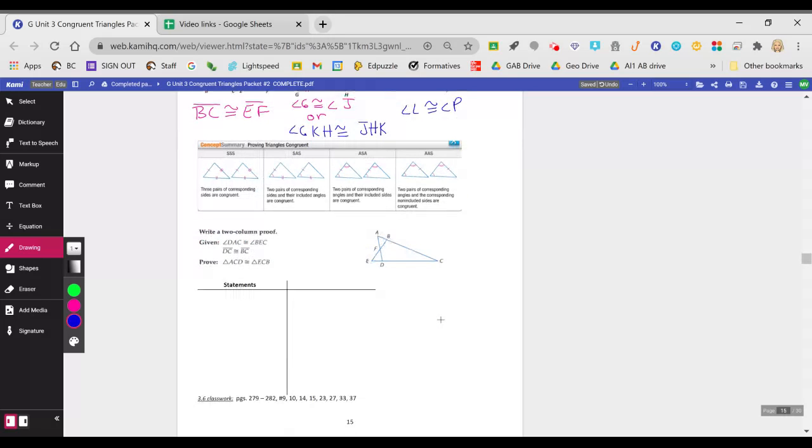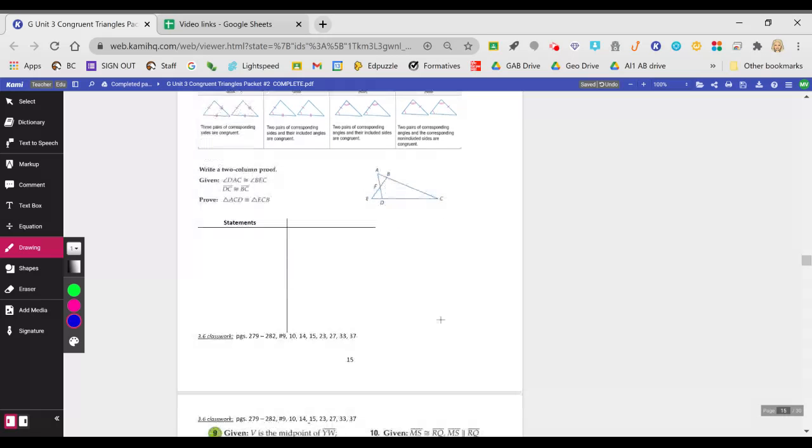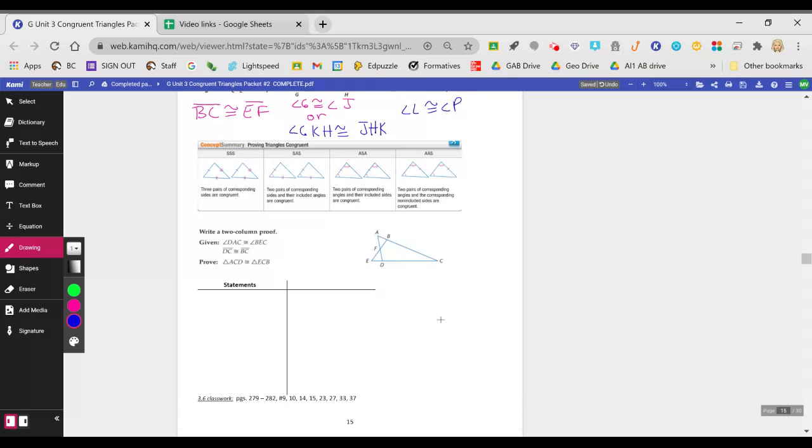Now we're going to do this problem together. Actually, we'll do this problem together at the start of class tomorrow. If you have any questions, please bring them with you.